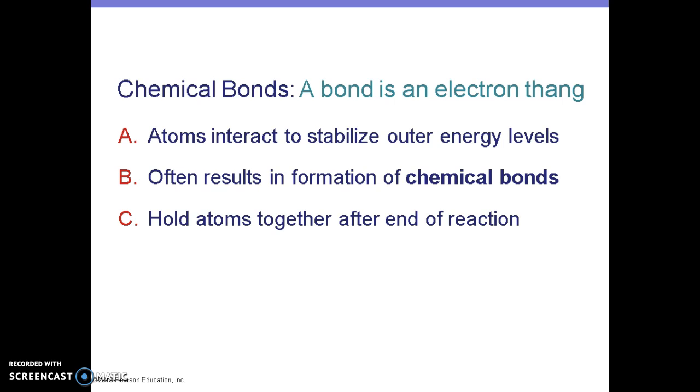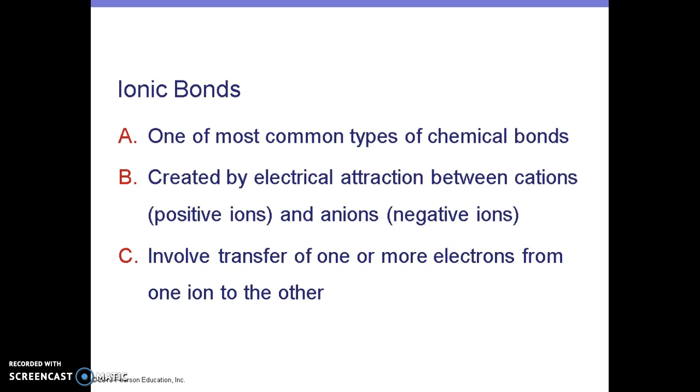Chemical bonds. A bond is an electron thing. Bonding is caused by electrons. So atoms will interact with other atoms to have a stable outer shell of 8. And this results in a chemical bond. Making or breaking a bond is called a chemical reaction.